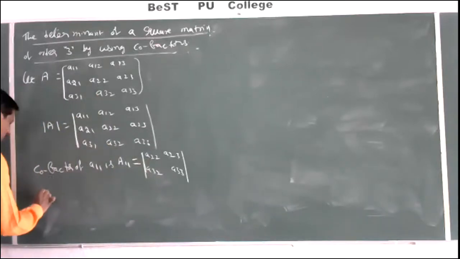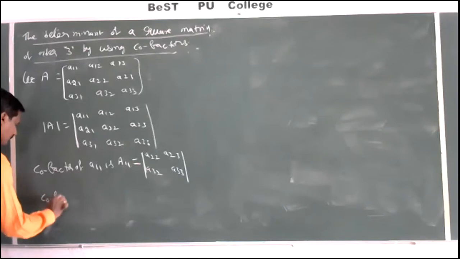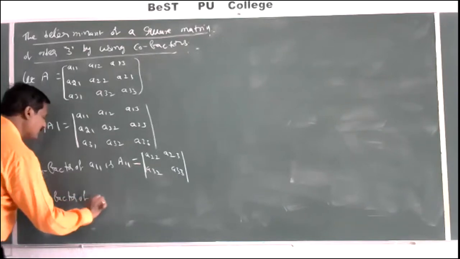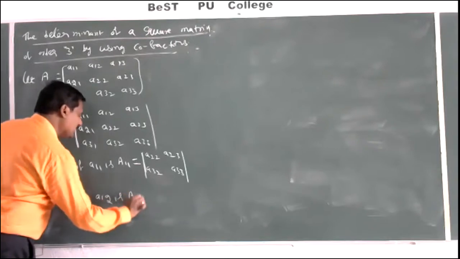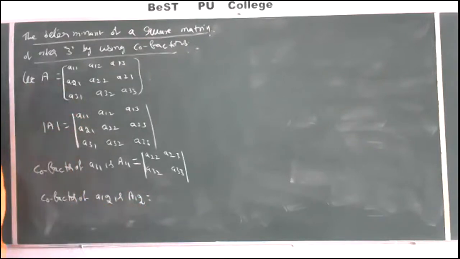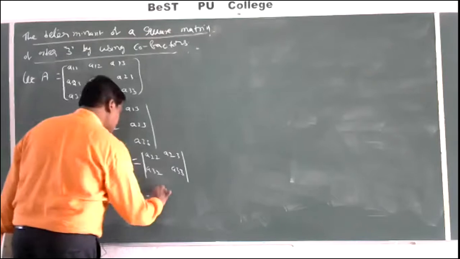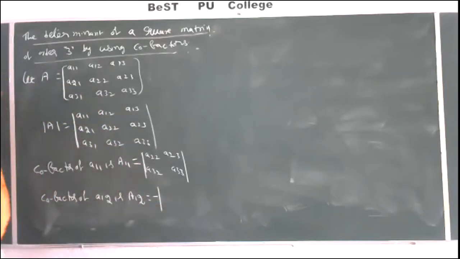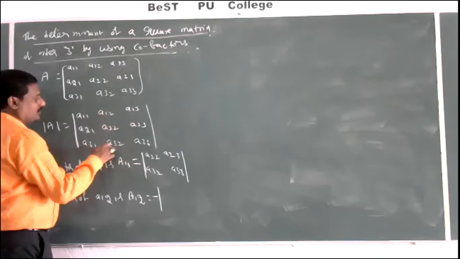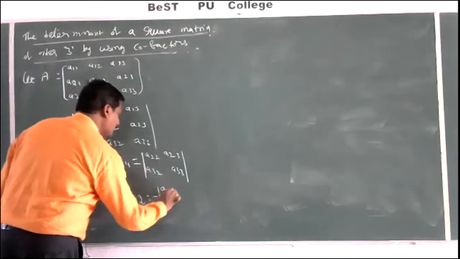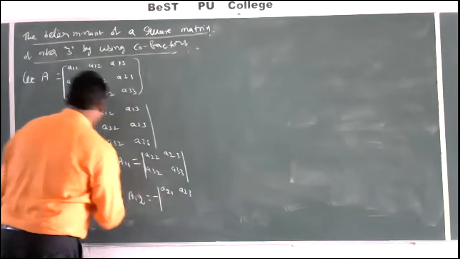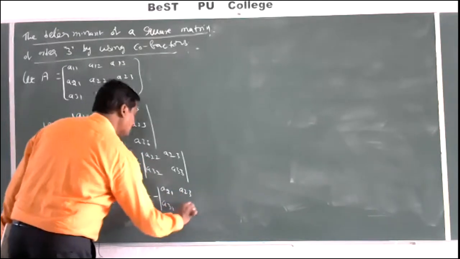Okay. Next, cofactor of A12 is capital A12. You see that the sum of the suffix 1 plus 2, 3, odd number, then we'll get minus. A12 is present in the first row and second column. Left the first row and second column, write down the determinant of remaining elements. Here first row and second column, what are the remaining elements? A21, A23, A31, A33.